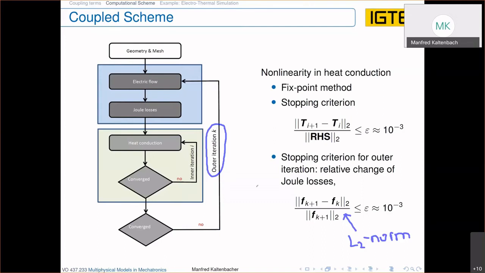Okay, so this would be the coupling scheme. So you see very often you do not solve the two physical fields together in one big system, but you solve each physical field individually and then iterate between the solutions of the involved partial differential equations.